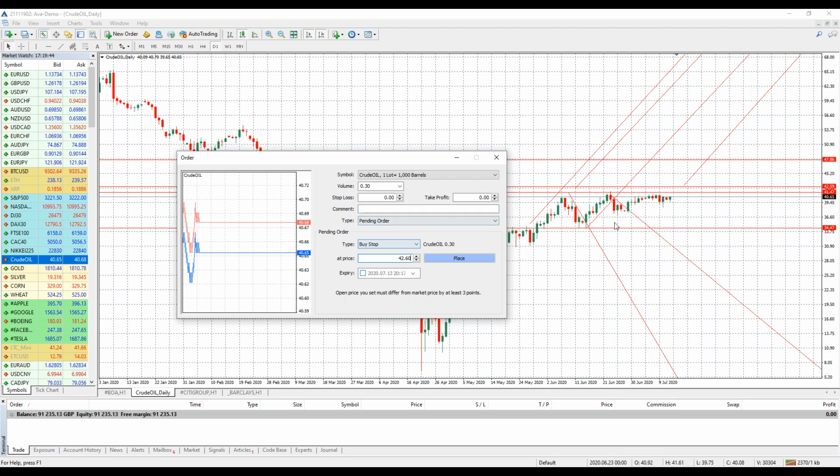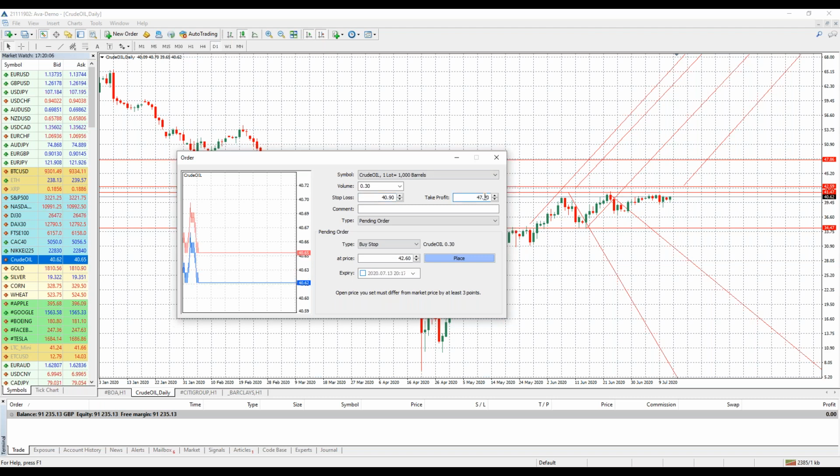So here, and then my stop loss, if I was putting it back below that level, might be back down at 40.9, something like that. And then maybe I'm setting up take profit up at 47.7 just before that resistance level up there.